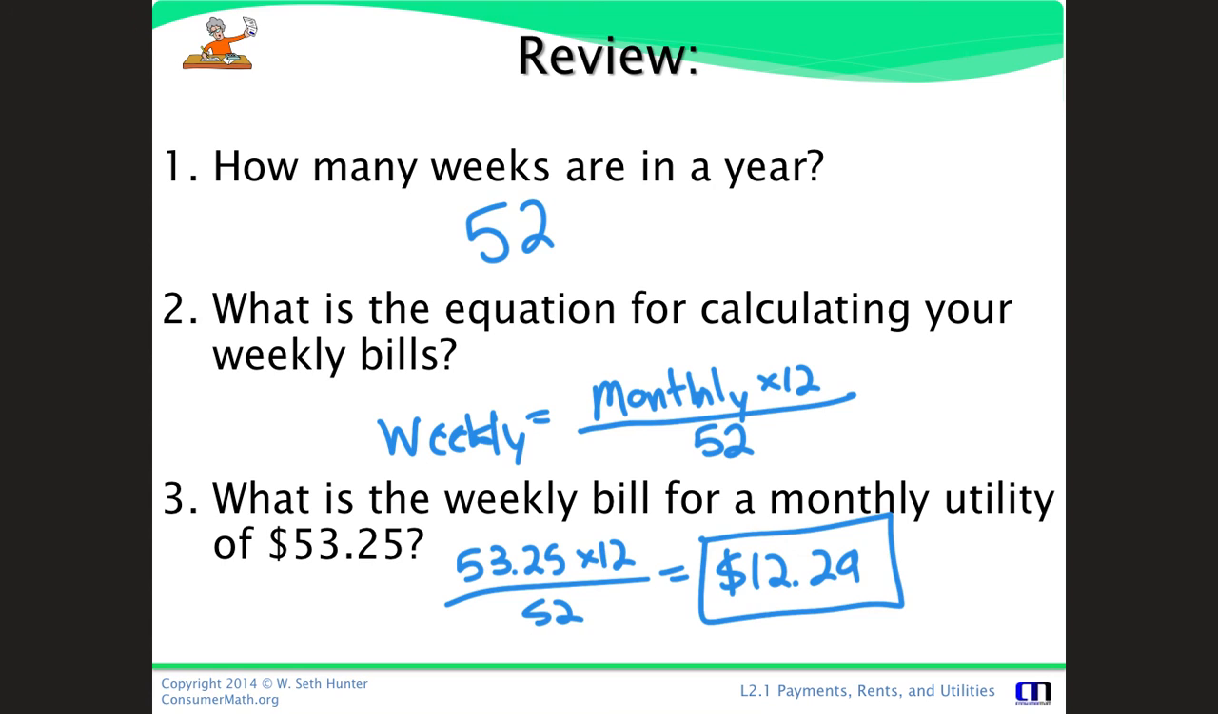So just a real quick check of your understanding, just remembering that magic number of 52 weeks in a year. The equation to get your weekly bill: you take your monthly bill times 12 to get the yearly cost, divide the yearly cost by 52 weeks in a year, and that's how you find your weekly cost. So then putting it into practice, a monthly utility bill of $53.25 would cost you $12.29 per week. So it's just breaking that down into a weekly cost.